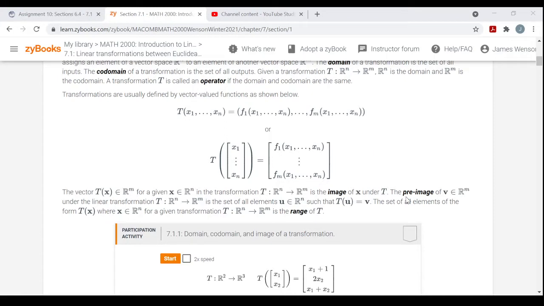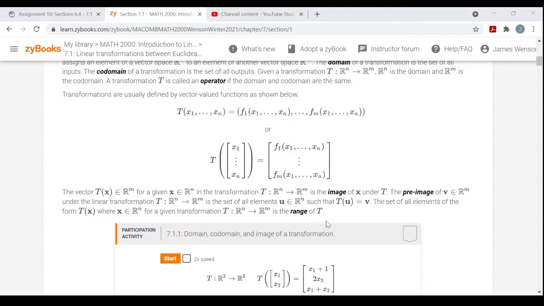And then you go the other way around. Take a vector from the codomain. The pre-image of a vector from the codomain under this transformation T is all the elements of the domain that map to it. All the elements u of the domain such that T of u would be equal to that vector from the codomain, v.